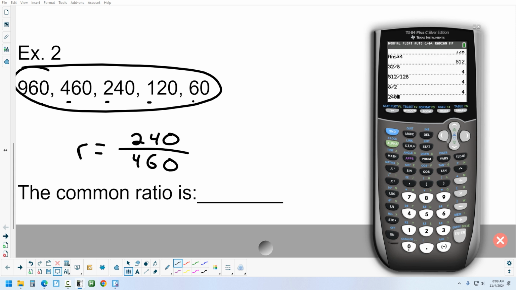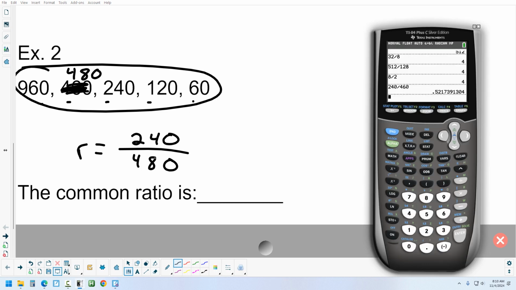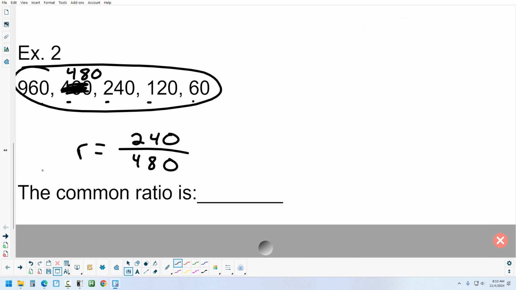So 240 divided by 460, that gives me, you know what? I think whoever made that made a mistake because I see the pattern. I think that should be a 480. I think that's the pattern they were looking for. So let's try that. Let's take 240 and divide by 480. That gives us 0.5. Or if you want to write it as a fraction, 0.5 is 1/2.